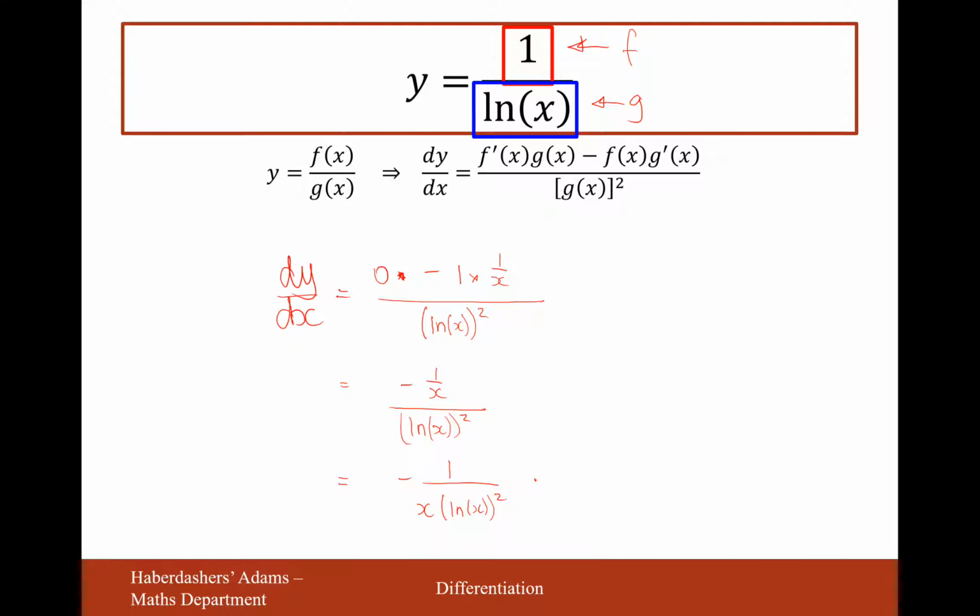Just like that. Just to highlight something, there is a difference between ln x squared and ln of x all being squared. These two things are not the same, so don't accidentally get those confused.